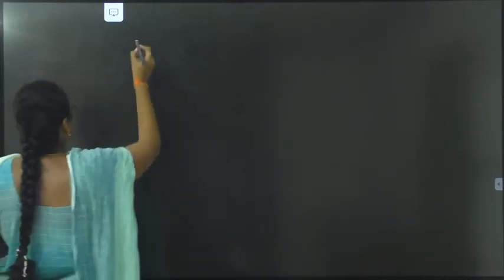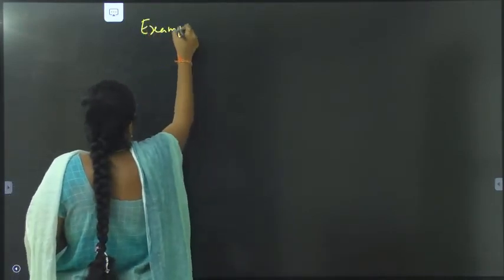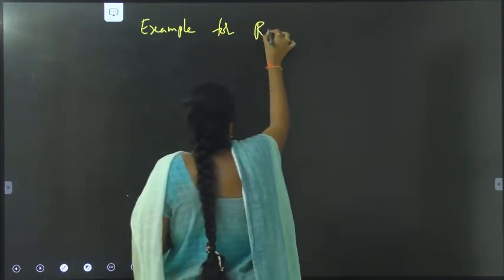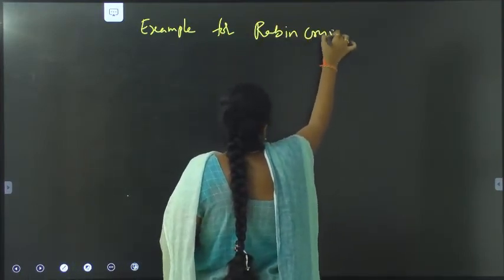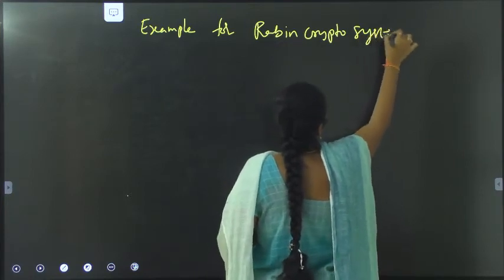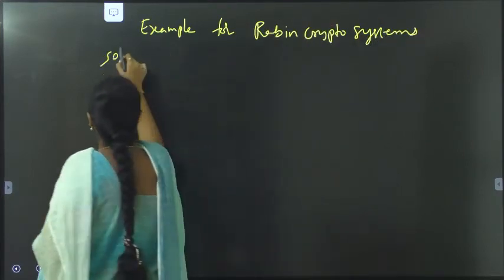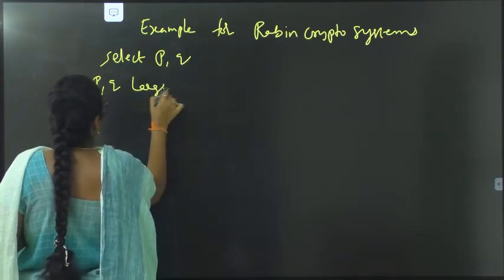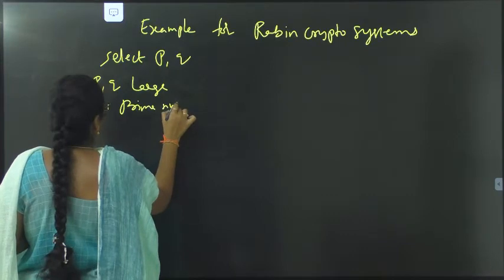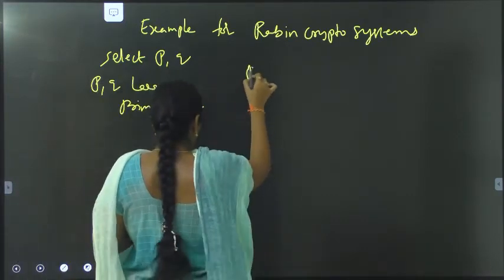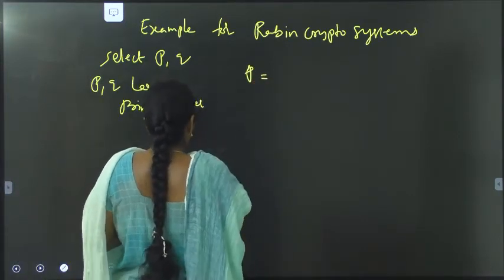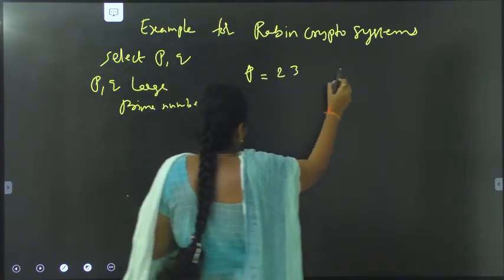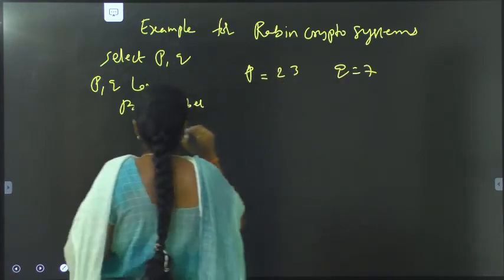So we will see the example for Rabin crypto systems so that we can conclude mathematics of asymmetric encryption. First you have to select P comma Q. P and Q are large prime numbers. So selecting P as 23, Q as 7 because they both are prime numbers.